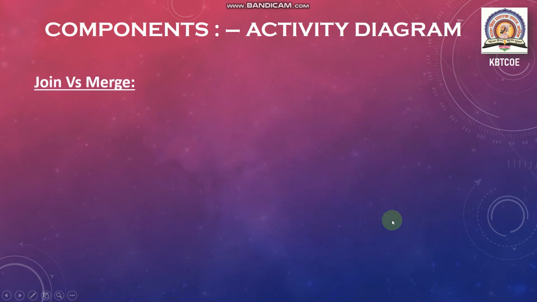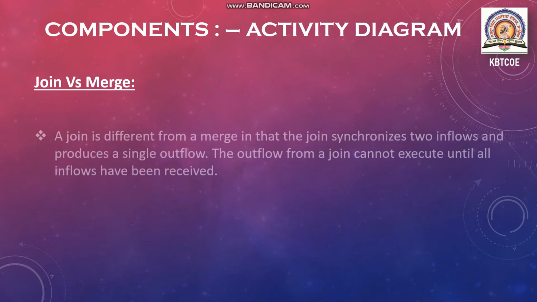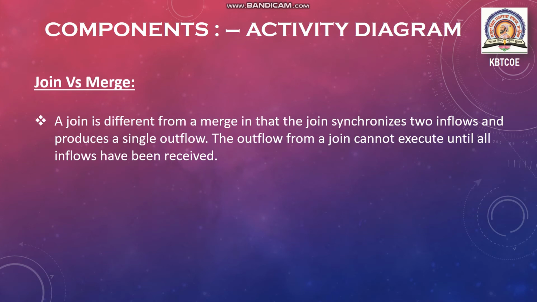Join versus merge. Now let's see what is the basic difference between join and merge. A join is different from a merge in that the join synchronizes two inflows and produces a single outflow. The outflow from join cannot execute until all inflows have been received. In other words, join will not give any output until and unless all the inflows to the join are received.